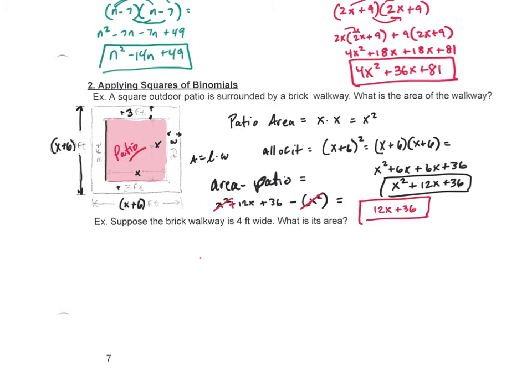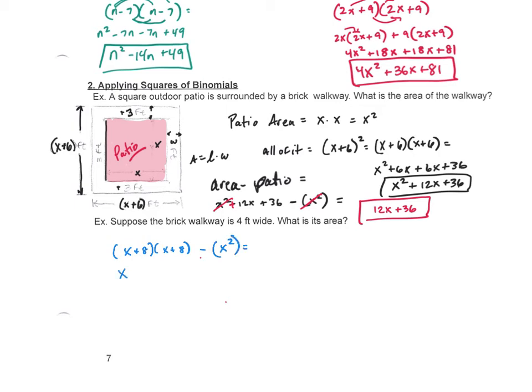By taking the entire area and subtracting the patio from it, that will tell me what is left in the walkway. And if I look at this next example, it says, suppose that the brick walkway is 4 feet. Well, if I say that this is 4 feet, I have a patio around here 4 feet, then the entire area is going to be not x plus 6, but x plus 8. The area of my patio remains the same.